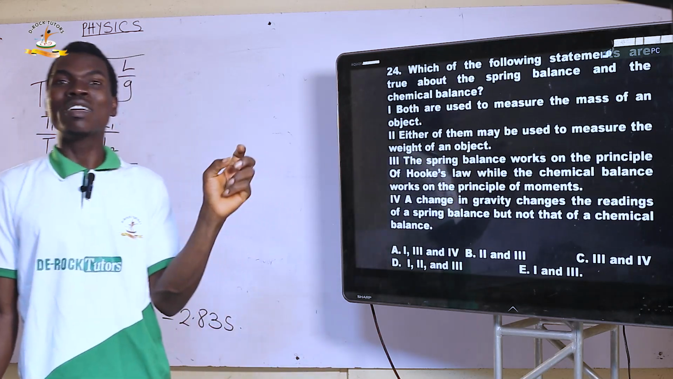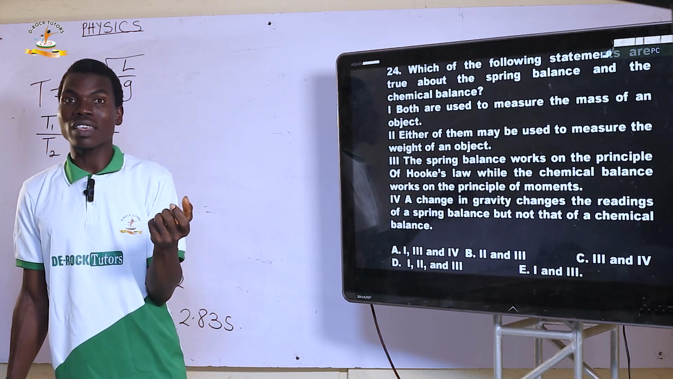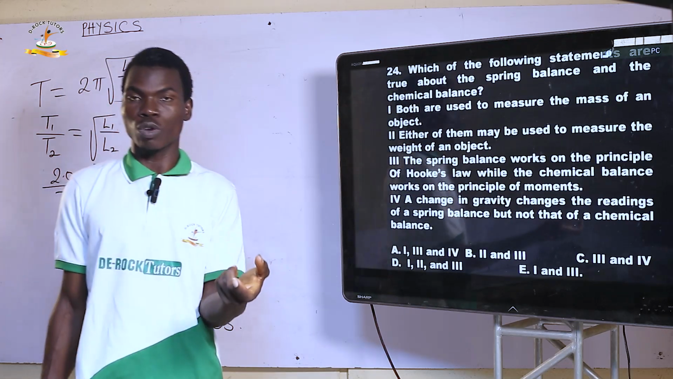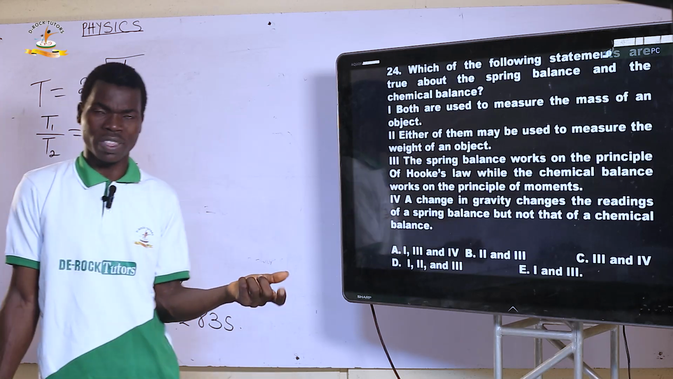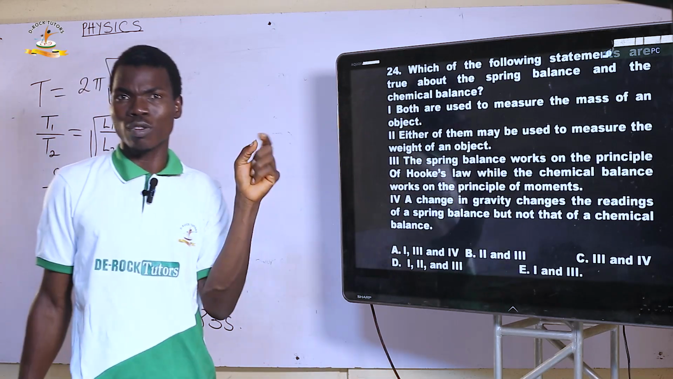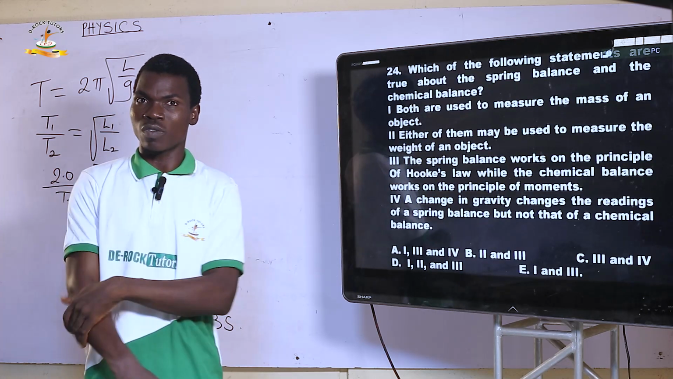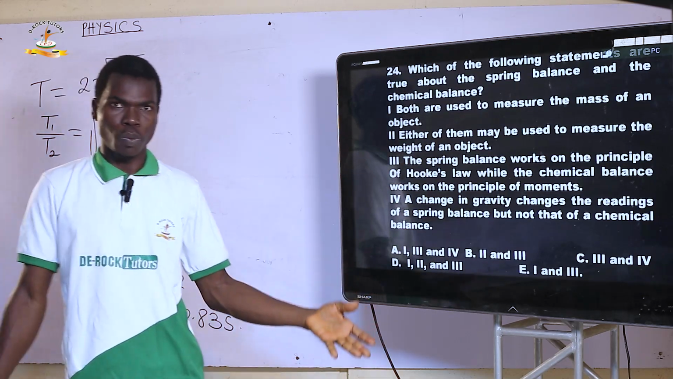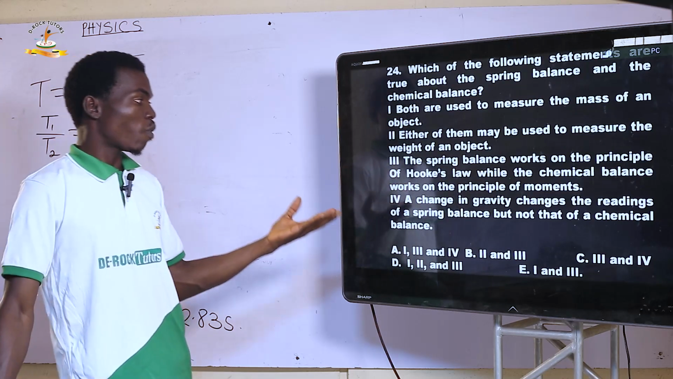Yes, because when something measures weight, it has a direct relationship with acceleration due to gravity. Don't forget that weight is mass times acceleration due to gravity. And this acceleration due to gravity we're talking about is not constant in all places on the surface of the earth. It varies from the equator down to the poles. Maximum at the equator, minimum at the poles. So 4 is also correct.